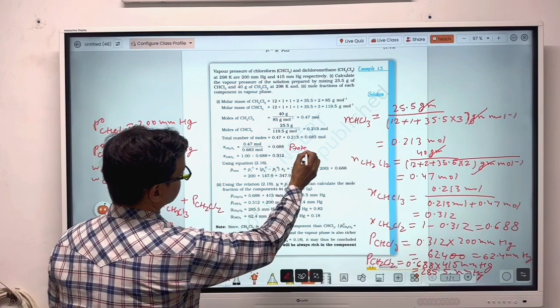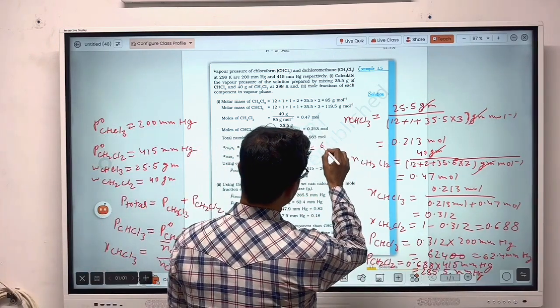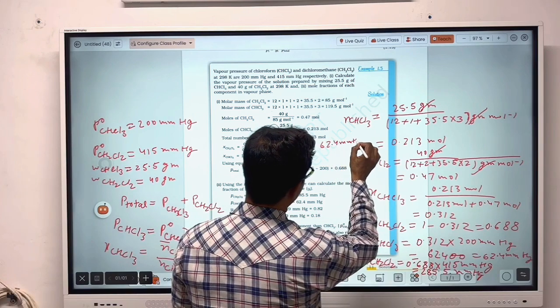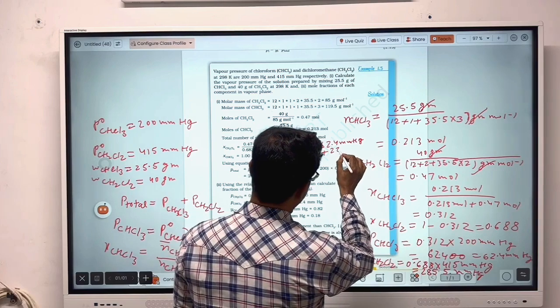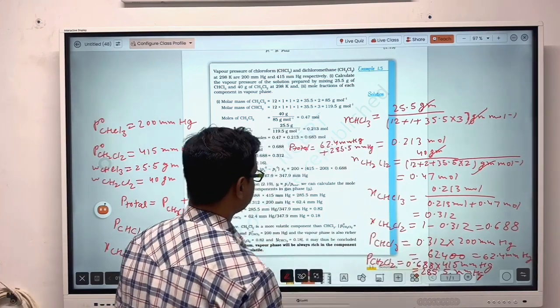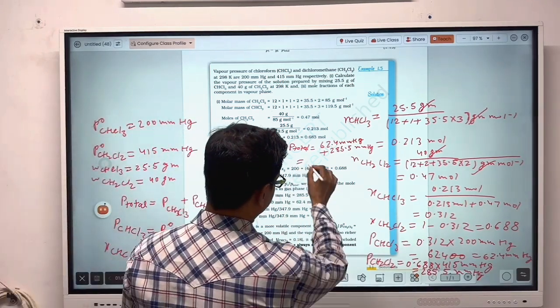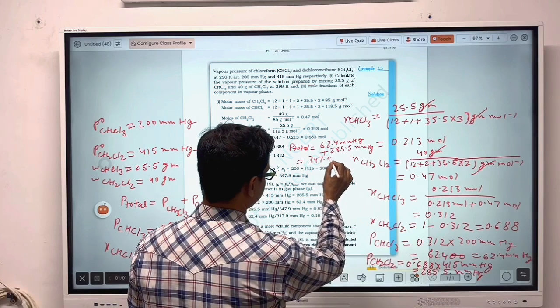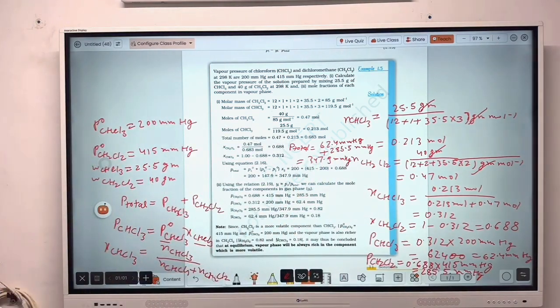P total will become equal to 62.4 mmHg plus 285.5 mmHg. Add this, what will be there? So after adding, that becomes 347.9 mmHg. So the total vapor pressure over this solution will be 347.9 mmHg.